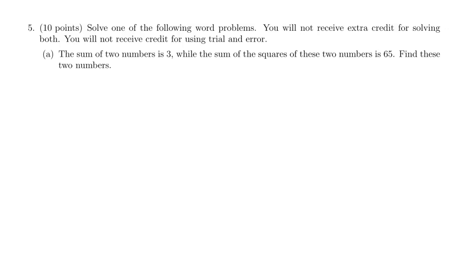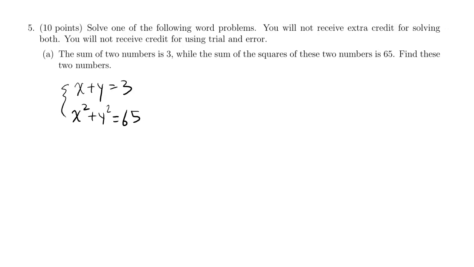Okay, this time we have quadratic equations. The first one is about numbers. Sum of two numbers is 3. So you have two numbers, let's say x plus y is 3, while the sum of squares of these two numbers is 65. So you have x squared plus y squared is 65. And you have to find these two numbers. Okay?